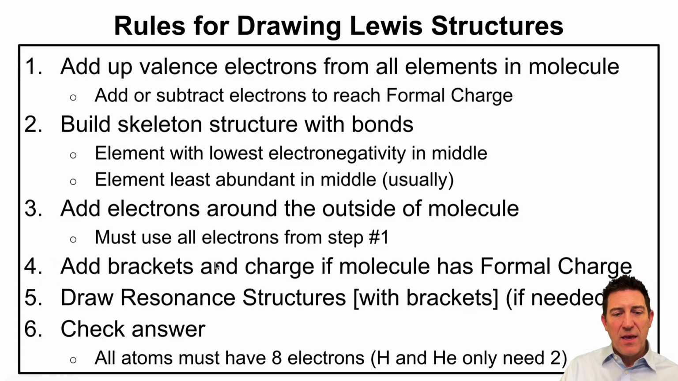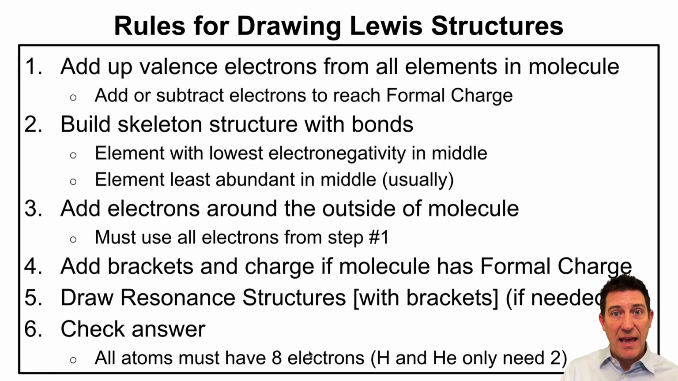Number 4, if it has a formal charge, okay, we're going to add brackets and we're going to show the charge. If it doesn't have a formal charge, we'll skip this step. Number 5, if it has resonance structures, we will do step 5. If it doesn't, we'll skip that step. And then number 6, I'm always going to encourage you to check your answer, because if you check your answer and you follow these rules, you're going to get them right every single time.